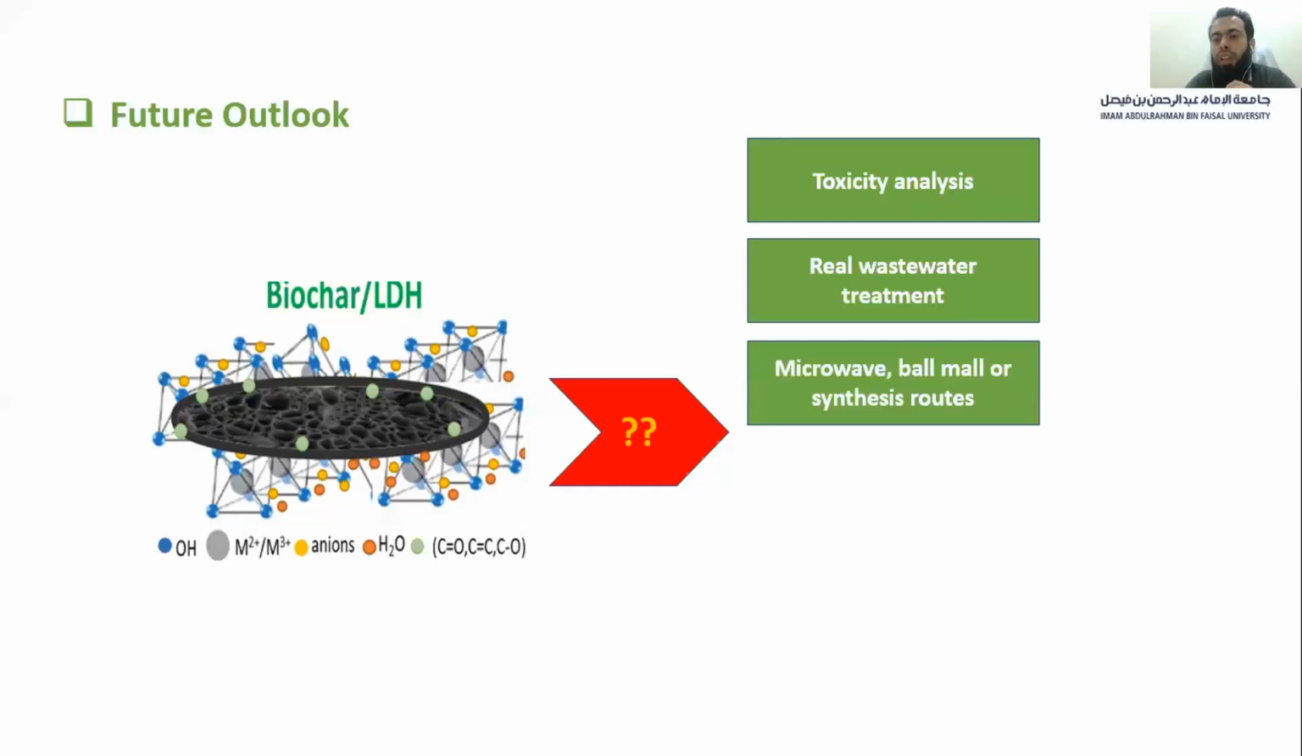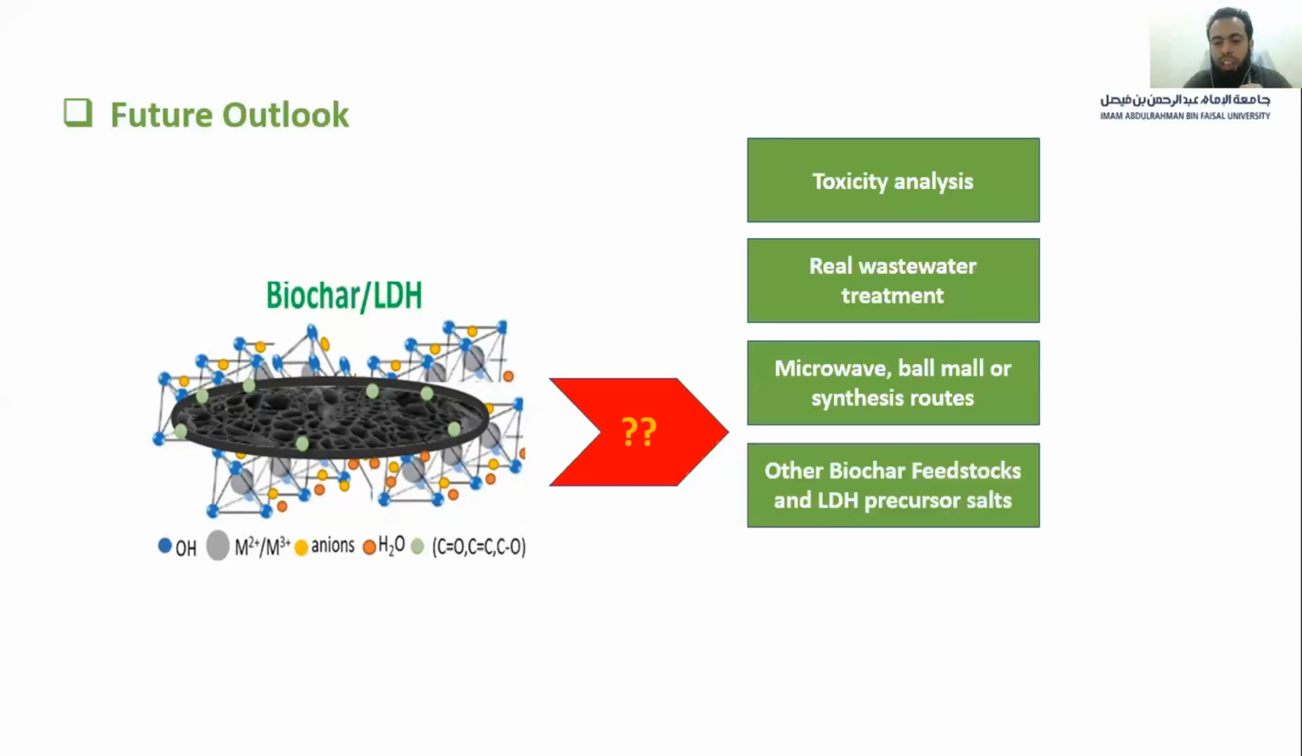Microwave and ball mill. As I told you, based on the previous studies, three routes have been investigated: hydrothermal, co-precipitation, and also co-pyrolysis. There is still a research gap, in that other techniques like microwave or ball mill, which are chemical-free techniques, should also be utilized for the production of these LDH biochar composites, and their properties and removal performance should be compared with the previously investigated techniques.